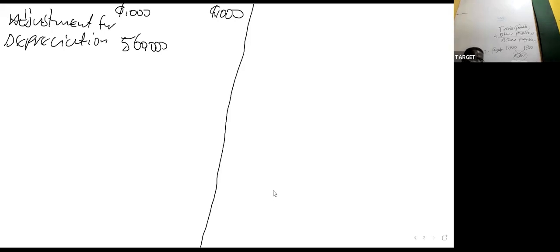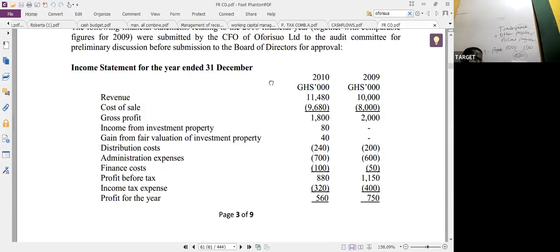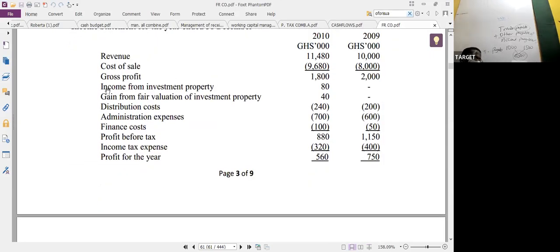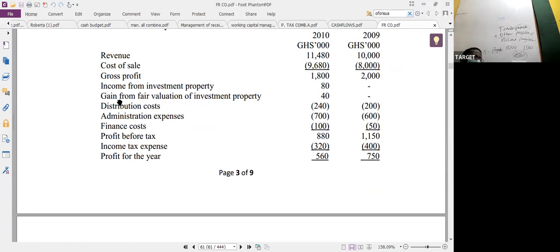Go to the P&L. All the other income, reverse them. All. Don't even leave one. There are two other income there. The income from investment property, 80. Reverse it. Gain from fair value valuation. Reverse these two. Now, reversing means if they have added to the profit, you subtract. If they have subtracted, you add back. Simple as that. That's the reverse, because it's supposed not to be there, and they have done it. So do exactly the opposite of what they've done.